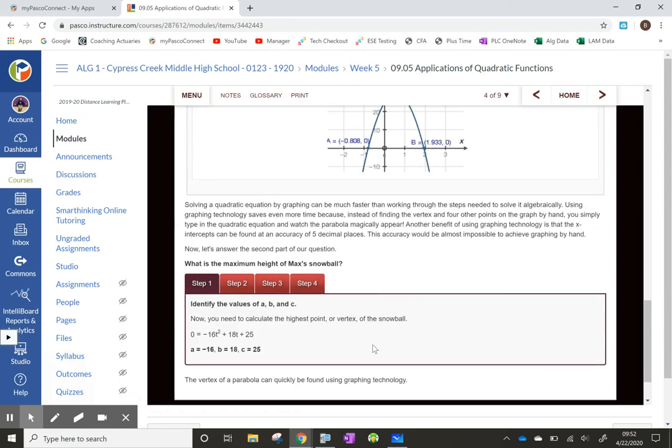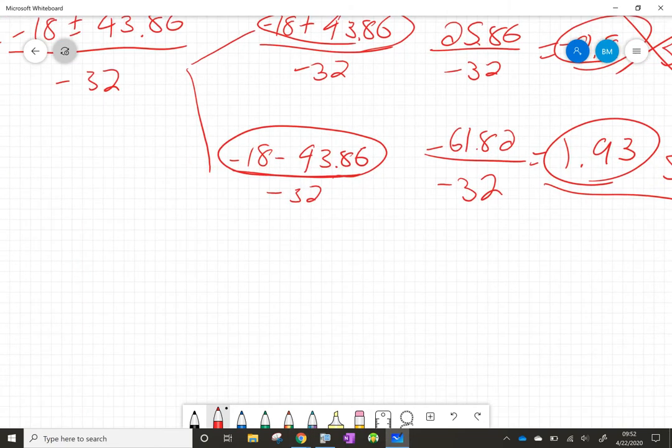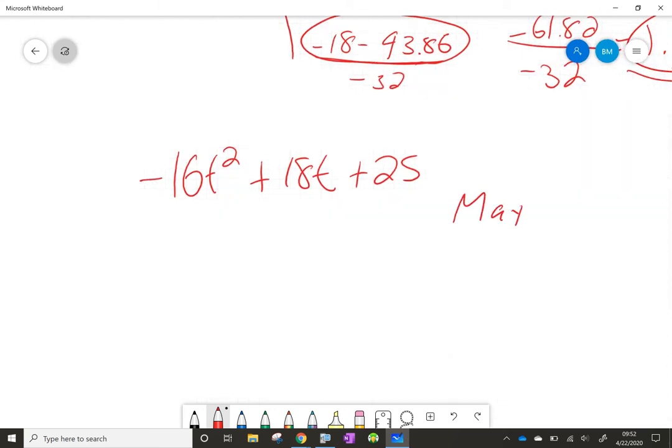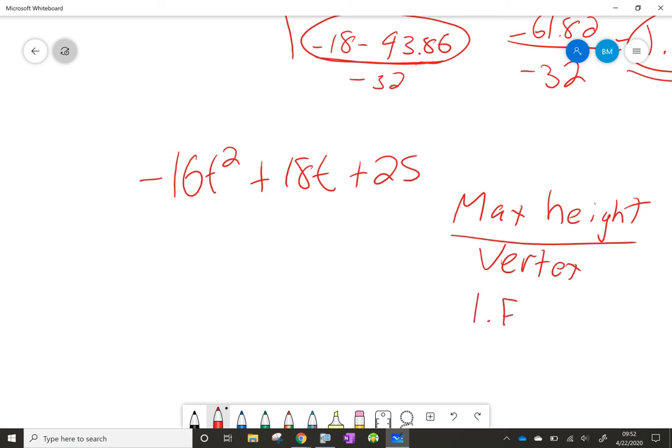So now, how do you find maximum height? Let's write down the quadratic again. We had negative 16t squared plus 18t plus 25. Remember, for maximum height, it's not the quadratic formula, it's not factoring or anything. It's just going to be the vertex. Remember, the vertex is 2 steps. Step 1, find the axis of symmetry using the formula, and step 2, plug in the x.